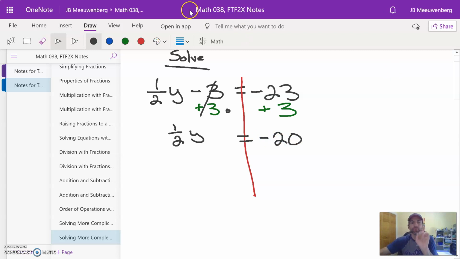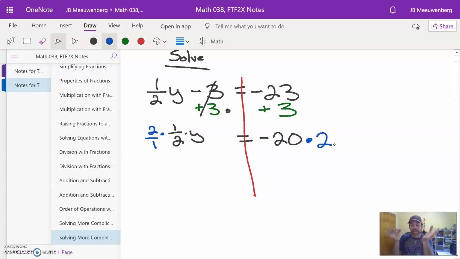All right, this is where we start to notice something that looks familiar. We did this a while back. We have a fraction in front of the variable, a fraction coefficient. And if you recall, the way that we remove this fraction is by multiplying by its reciprocal, which is 2, or 2/1. 2/1 is the same as 2. We can write it like this, or we can write it like that.